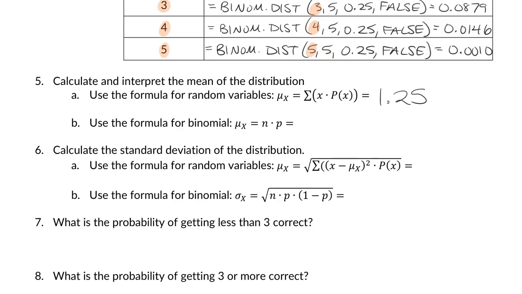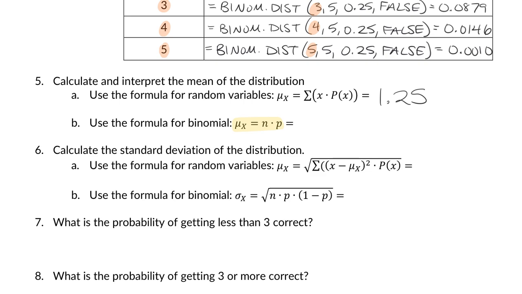What does the formula in 5B say all I need to do to find the mu? Look at 5B. What is it saying? Don't look at the board. I'm not showing you it on the board. What does your note say for 5B? Use the formula for binomial. Yeah, what is the formula? N times P. What is N?